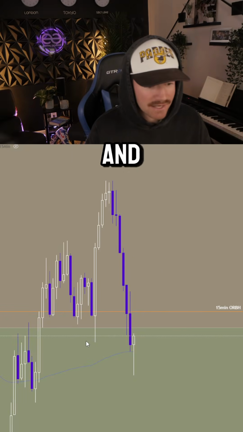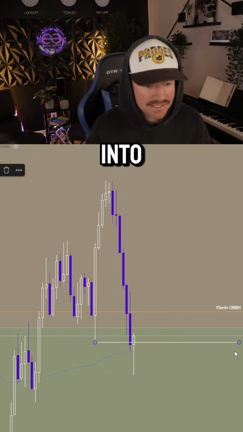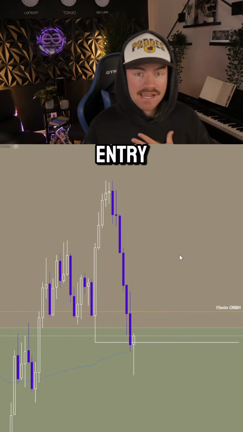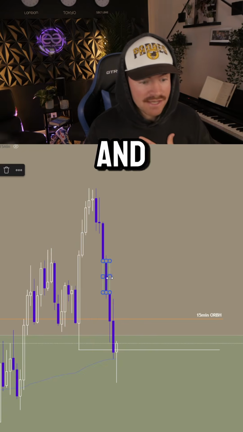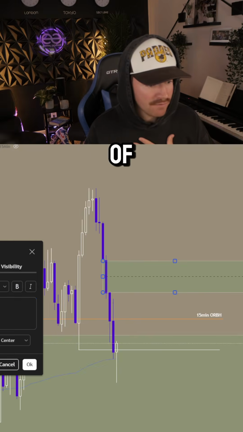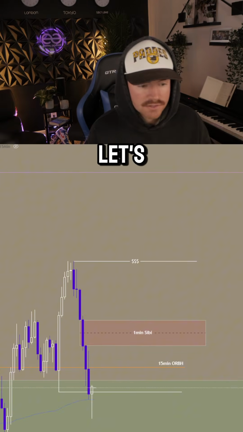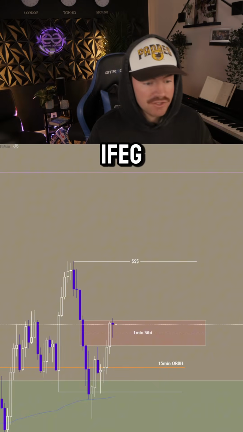I noticed that we came down and we swept internal liquidity going into that 15-minute fair value gap. So my entry model, the GUI model, all I would do is wait for that sweep and then look for the first 1-minute bearish fair value gap to get inversed. And that's where I'd want to target my entry off of to get into the longs. So let's see it play out and see if we get the IFVG.